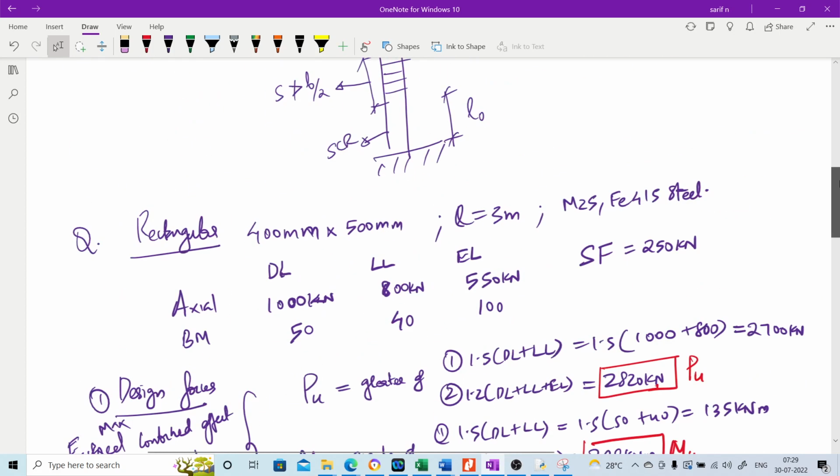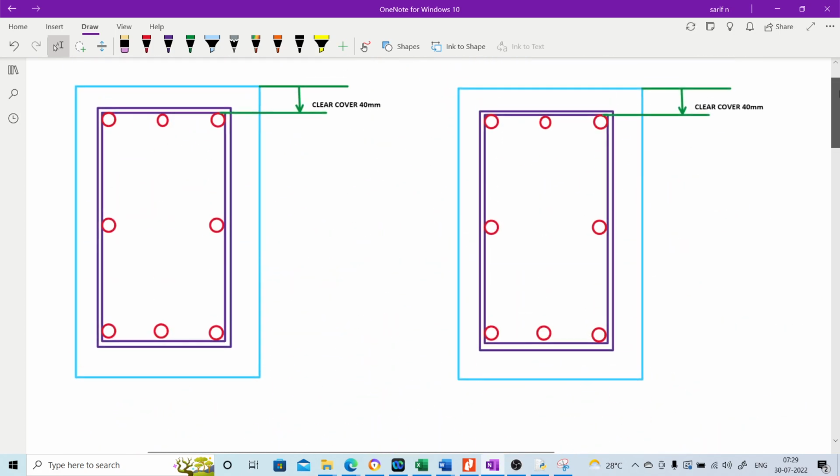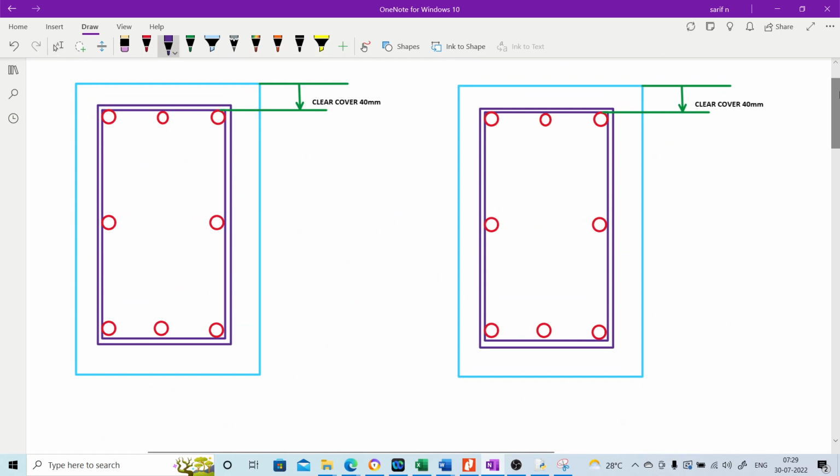So if you try to draw a figure, here I have arranged already 1, 2, 3, 4. So if you look at how we do the arrangement, first we will arrange 4 bars at the 4 corners. So 4 25 mm bars are arranged at the 4 corners. Then at the middle we will arrange another set of 4 bars. So now all the 25 mm bars are arranged.